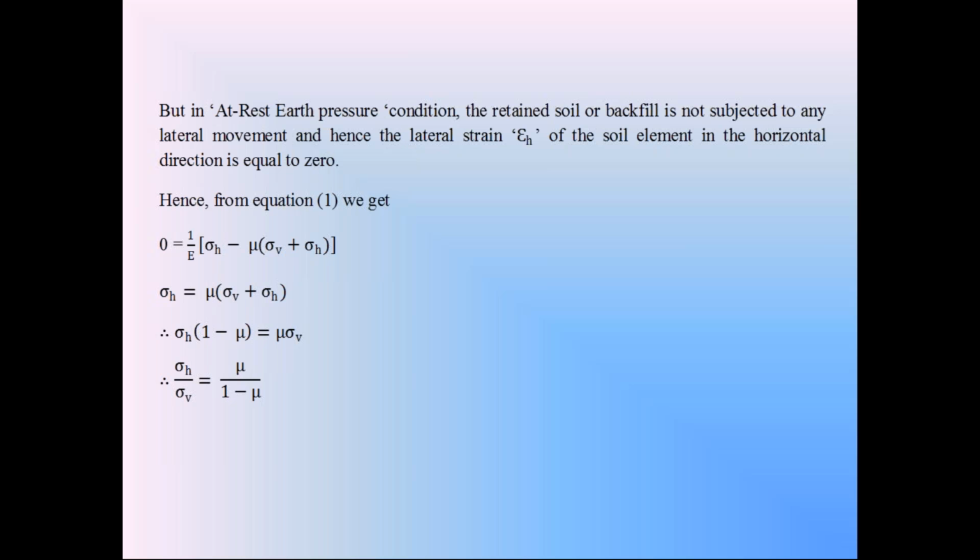Take sigma h common on the left side. So the left side becomes sigma h into 1 minus mu is equal to mu into sigma v. From this, you will get the relation sigma h by sigma v is equal to mu divided by 1 minus mu. Everyone, please check this equation. In this equation, sigma h is the horizontal stress.